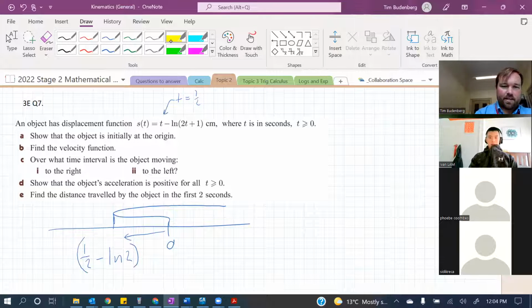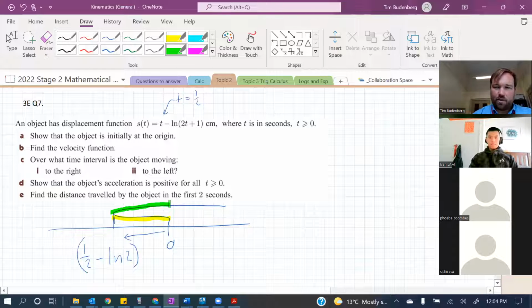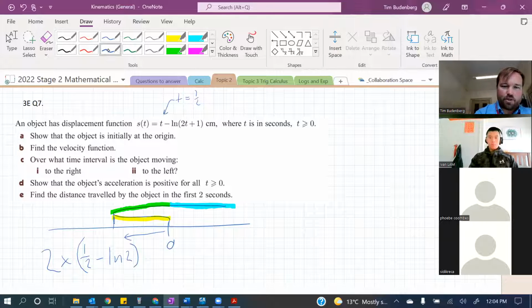But we can do it exactly. It covers that distance once, and then it does it twice to get back to the origin. So we times it by 2. So 2 lots of that. Then we want this. And this portion happens for the remainder of the 2 seconds. So this endpoint here will be the point given by s of 2.